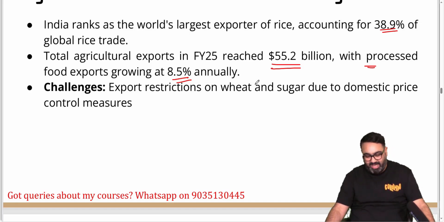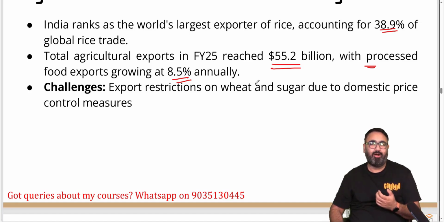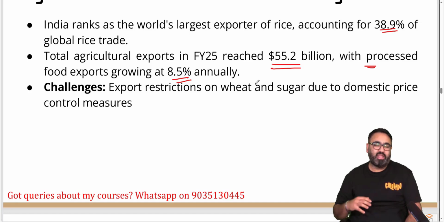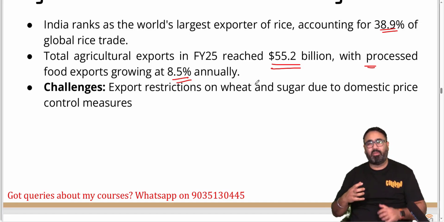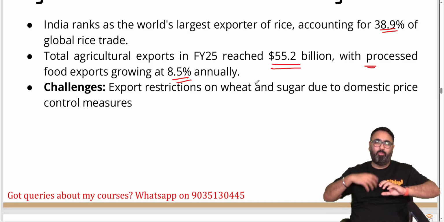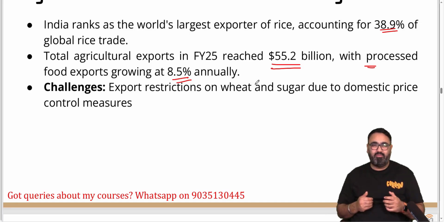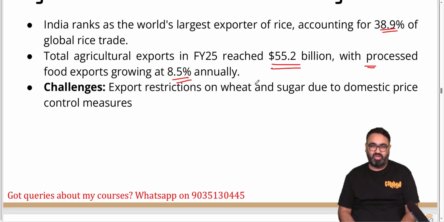Now, some of the challenges are that at times when the government thinks that the prices of these commodities are increasing, the government puts restrictions on the export. So for example, the government can put restriction that the farmer cannot export rice or onions, because when you export it, the quantity within India would decrease and it will lead to price rise because of high demand. Now, it's a good thing on one hand when the government puts restrictions on export so that the prices can be controlled, but from the farmer's point of view, it's not a very positive thing.